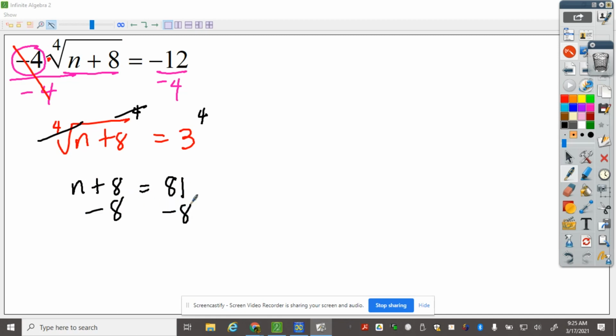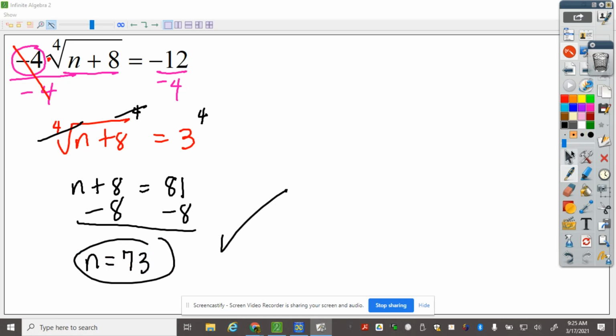Minus 8 on both sides. That gives us 81 minus 8, which is 73. And that's the answer. Kaboom.